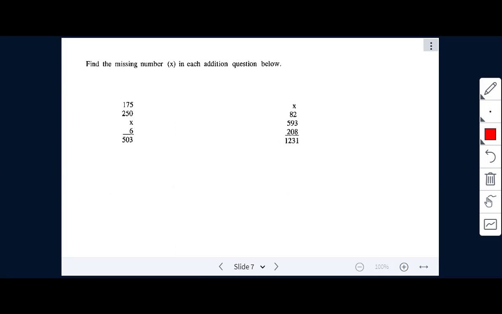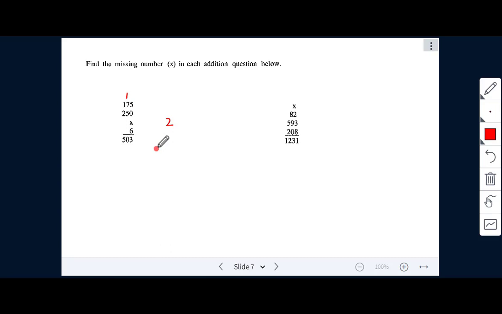So for our first question here, we have 175 plus 250 plus a number called x plus 6 to give us a total of 503. So there's a couple ways you can do this. The first way is you can do a guess and check. 5 plus 0 plus 6 is 11. And we know we have to have a 3 here. So if we added 2 more, we will get 13. So we can guess that our ones digit could be a 2.